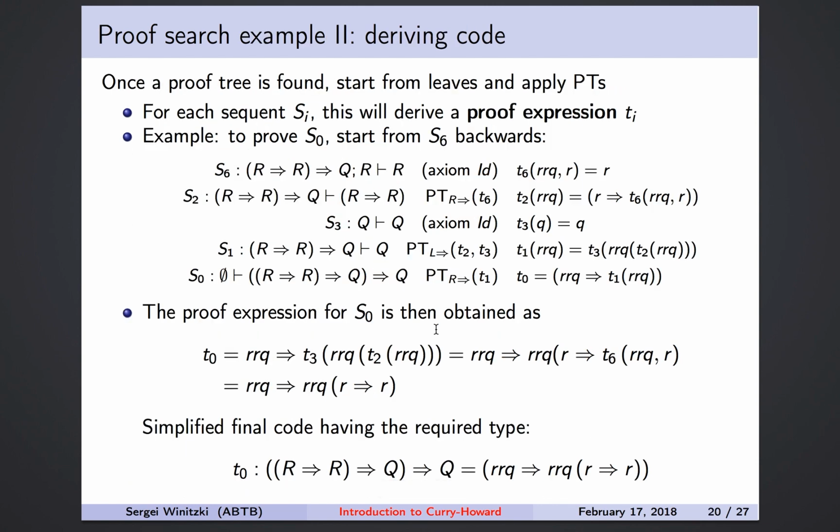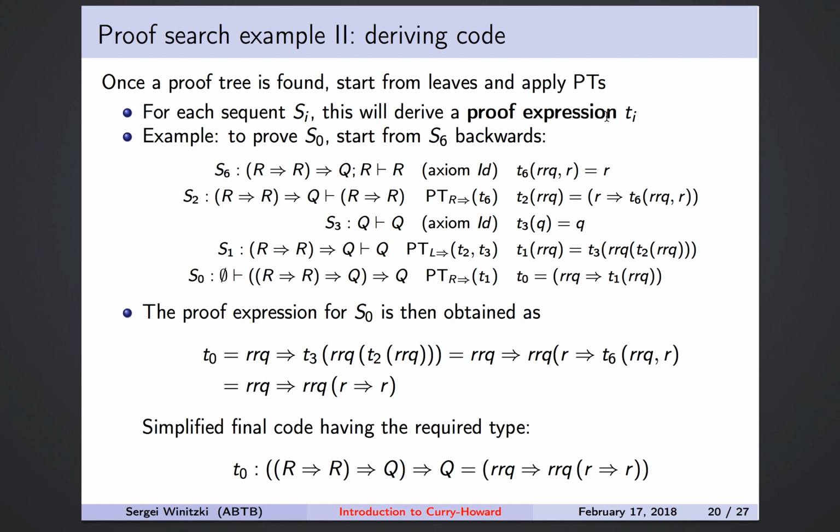So let's see how this works on an example. Once the proof tree is found, we need to start backwards from the leaves of the tree back to the root. On each step, we take the proof expression and apply the proof transformer to it according to the rule that was used on that step. We get a new proof expression and so on. So for each sequent, we will get a proof expression, and at the end we will have a proof expression for the root sequent, and that will be the answer.